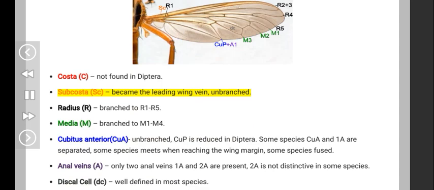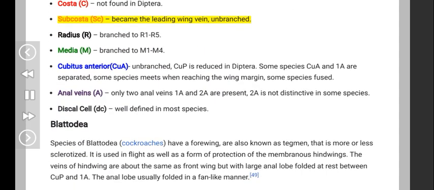49. Costa C, not found in Diptera. Subcosta SC became the leading wing vein, unbranched. Radius R branched to R1 to R5. Media M branched to M1 to M4. Cubitus anterior CuA unbranched, CuP is reduced in Diptera. In some species CuA and 1A are separated, in some species they meet when reaching the wing margin, in some species fused. Anal veins A, only two anal veins 1A and 2A are present, 2A is not distinctive in some species. Discal cell DC, well defined in most species.